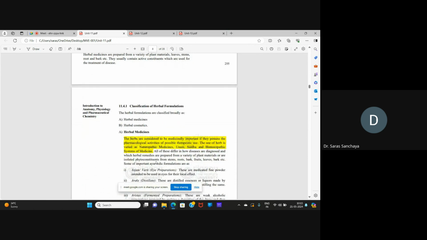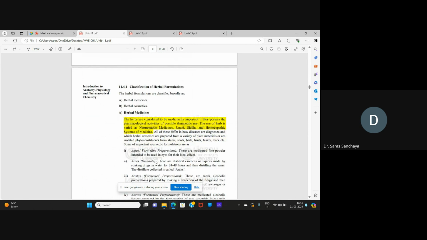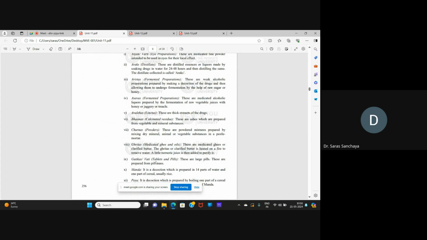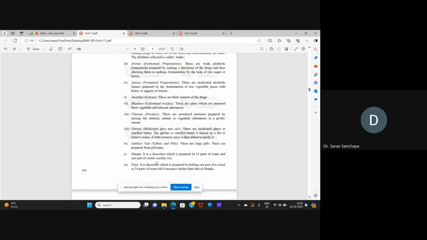Now, classification of herbal formulations. It can be divided broadly into two categories: herbal medicines and herbal cosmetics. Herbs are considered medicinally important if they possess pharmacological activities of possible therapeutic use. The use of herbs is known as naturopathic medicine, Unani, Siddha, and homeopathic systems of medicine. So all these come under Ayush, that is Ayurveda, Unani, Yoga, Siddha, and homeopathic medicines. Now there are different types of herbal medicines and their uses are written here.